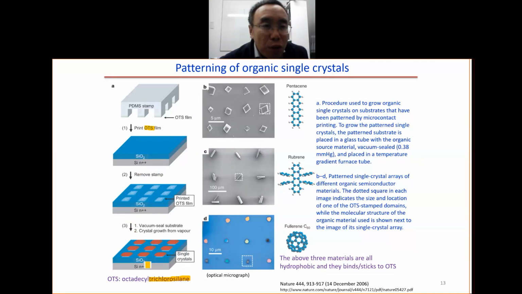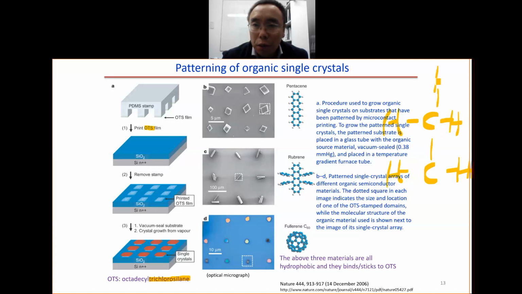Then you grow the crystals. The material is pentacene, rubrene, and fluorene. So you can see the ink here, OTS, is mainly this thing. This OTS is a lot of hydrocarbon, but this one is also a lot of hydrocarbon. This is also hydrocarbon, and this one also hydrocarbon. As a result, those molecules here will go to the ink area.